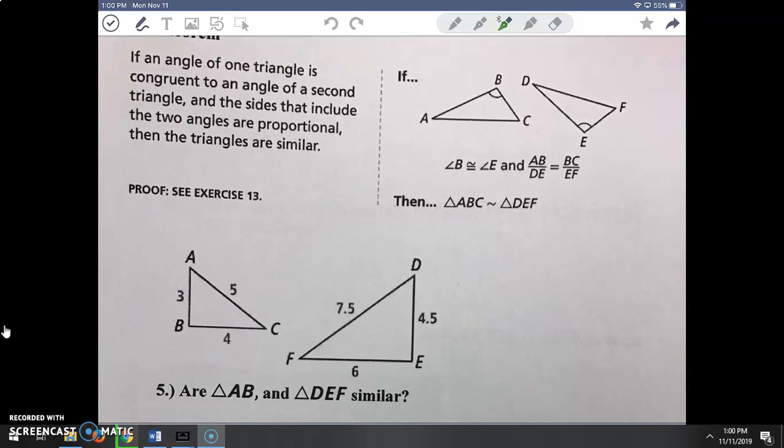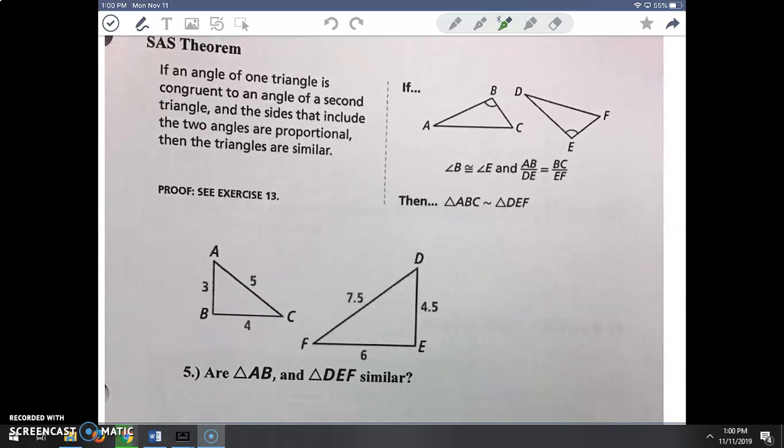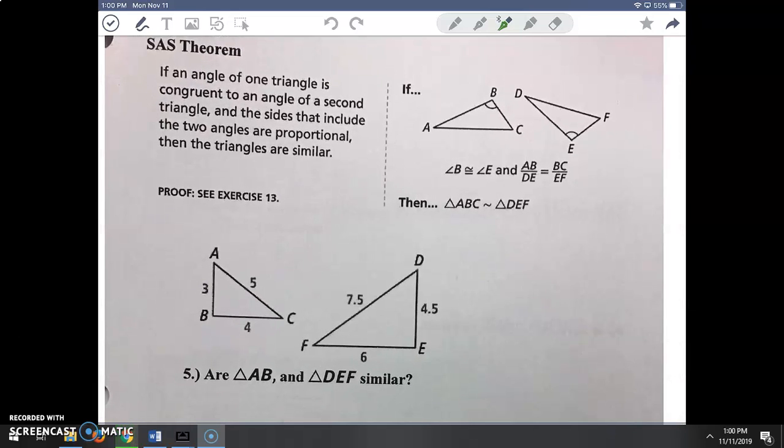Then we have the side-angle-side theorem. In this one, it says if one angle of a triangle is congruent to an angle of the second triangle, so the angle is congruent, but the sides are going to be similar or proportional.